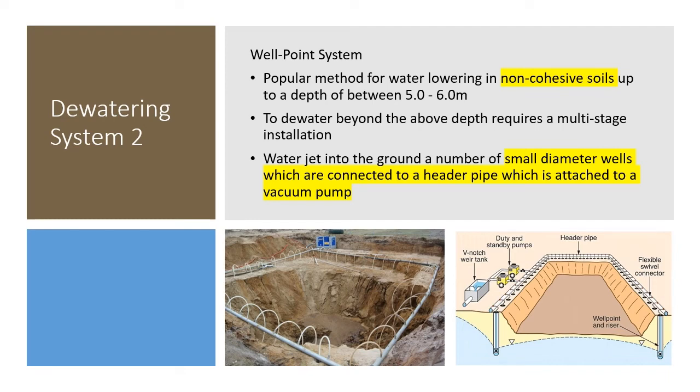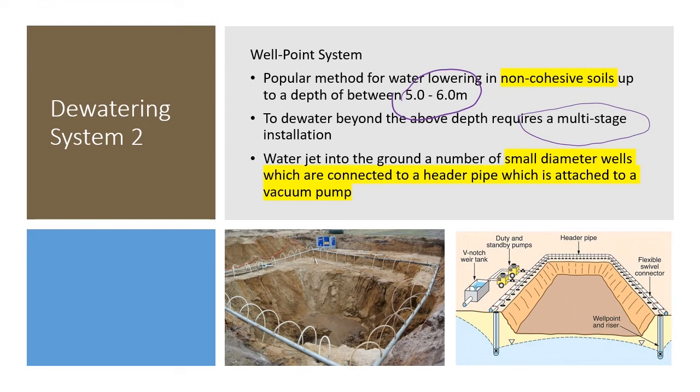Well point system. This is the popular method for water lowering in non-cohesive soil up to depth of 5 to 6 meter. To dewater beyond above depth requires a multi-stage installation. 2 meter below, 3 meter below, whatnot. So this is suitable for 5 to 6 meter. But if more than that, we need to dewater groundwater, then we can do a multi-stage installation.